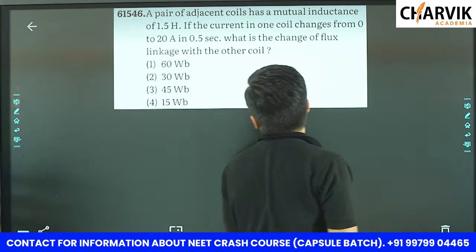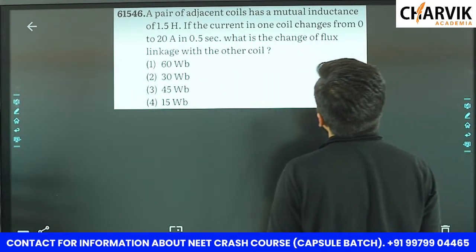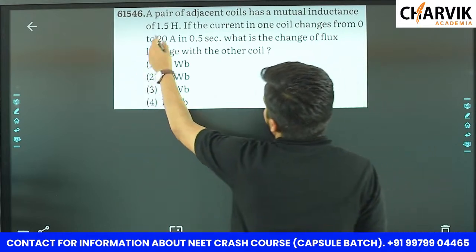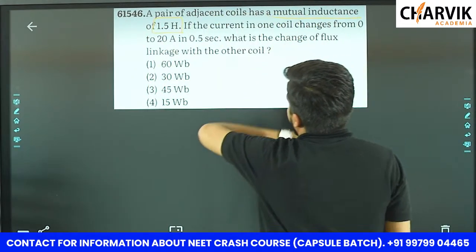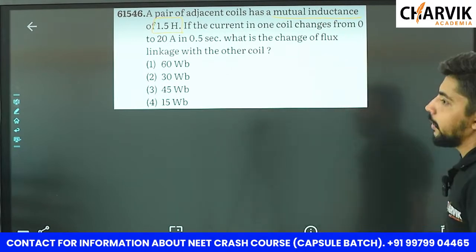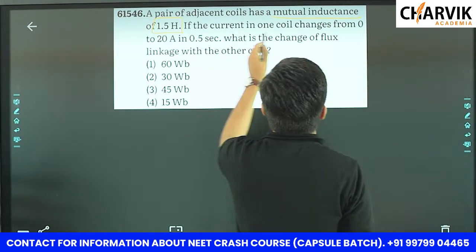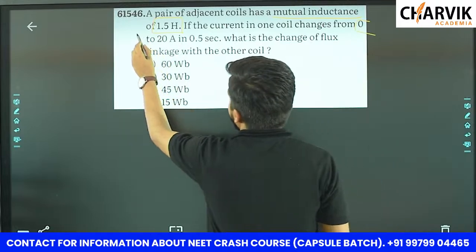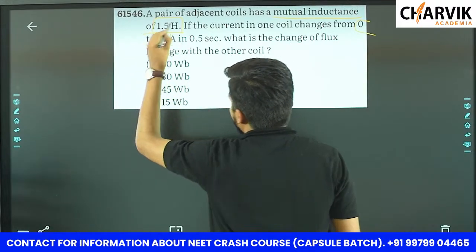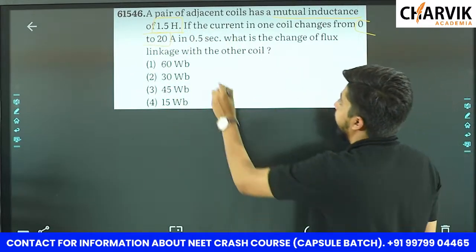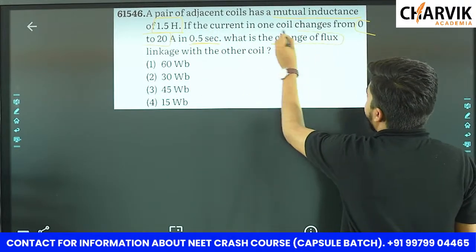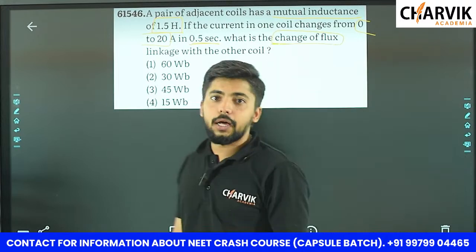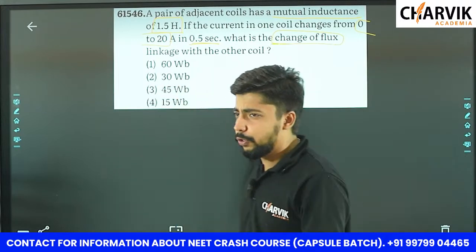So the next question says a pair of adjacent coils has a mutual inductance of 1.5 Henry. Mutual inductance is given. If the current in one coil changes from 0 to 20 in 0.5 seconds, the change of the current is given, changing from 0 to 20 in 0.5 seconds. What is the change in flux linkage with the other coil? Change in flux they are asking.